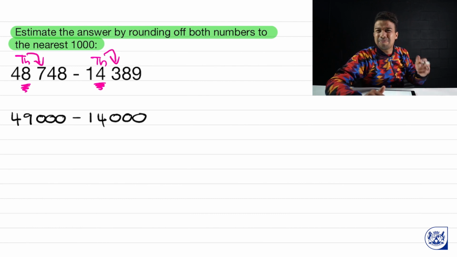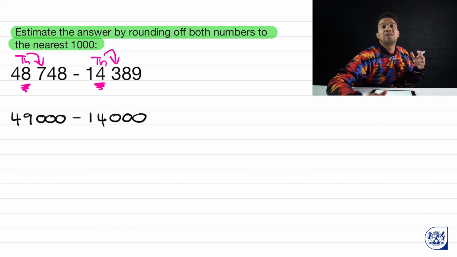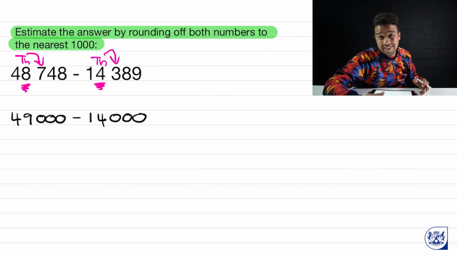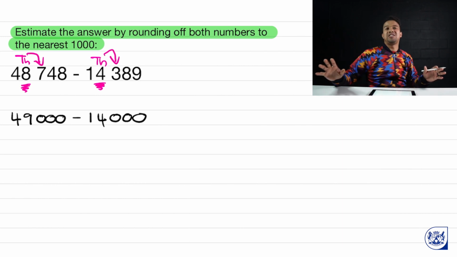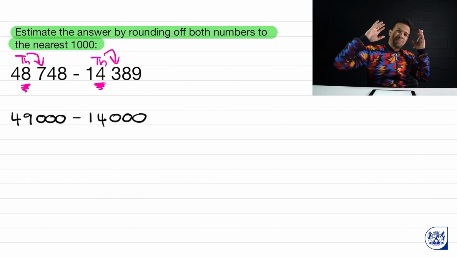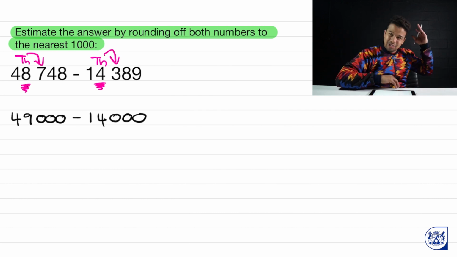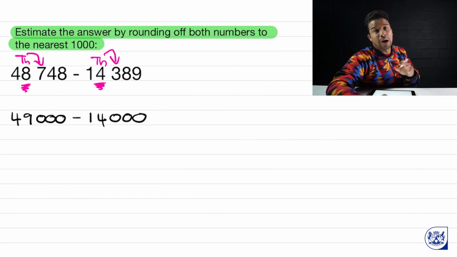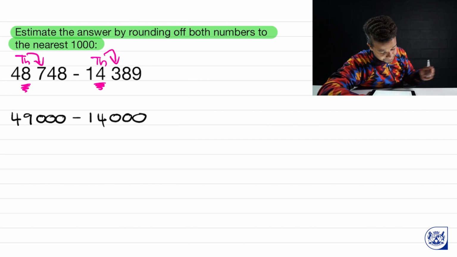Now we have to estimate, do a rough calculation of 49,000 minus 14,000. So let's do that and see what answer we get. Now remember, there's a variety of ways to do it. We can do the breakdown method, we can do the vertical column method, you can figure it out of your head. You do as you please, but I will stick to the vertical column method for this video.